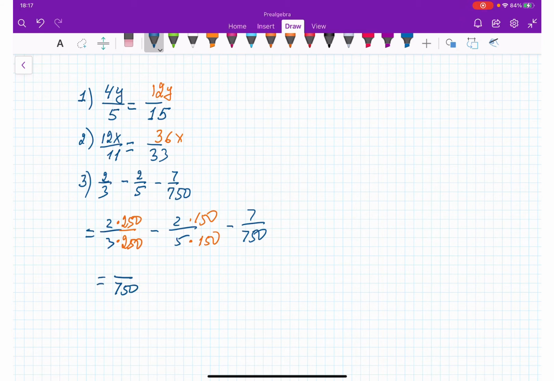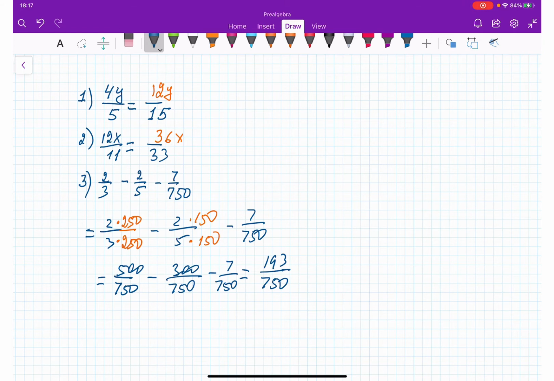2 times 250 is 500, minus 300 over 750, minus 7 over 750. And the denominator is going to be 750. It's a common denominator. So let's see, 500 minus 300 is 200. 200 minus 7 is 193. So if you want to do it once, it's easier than step by step.